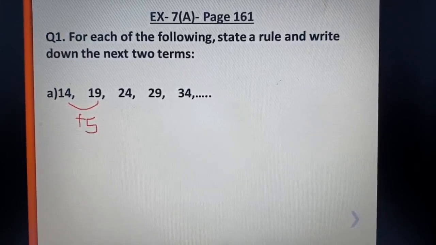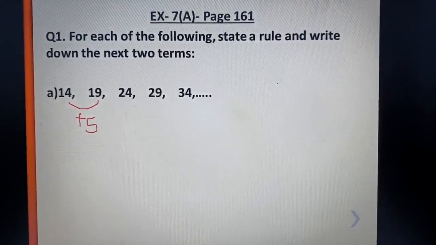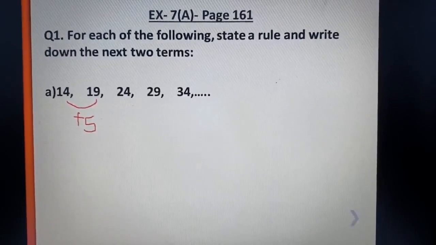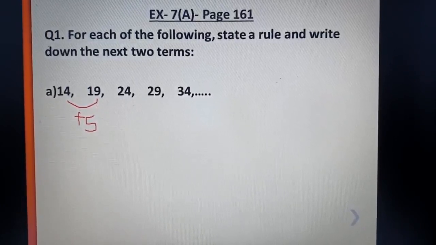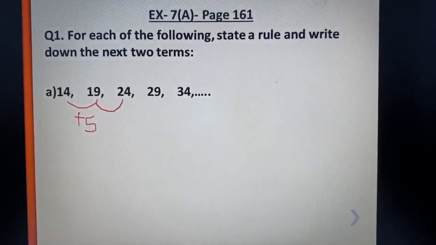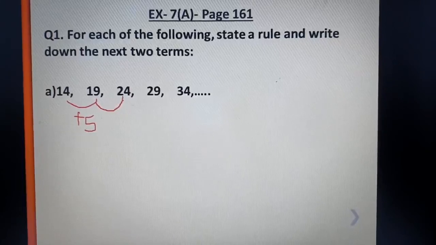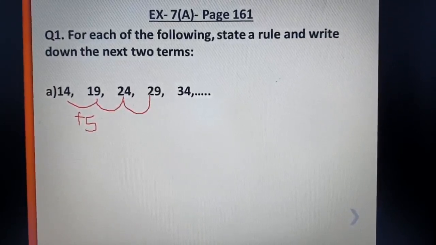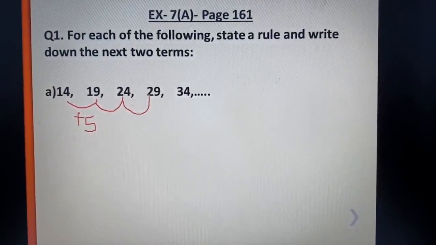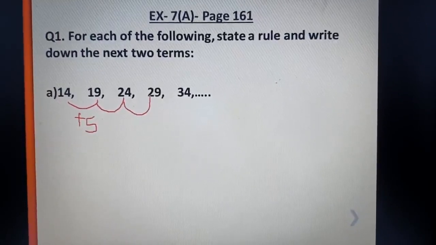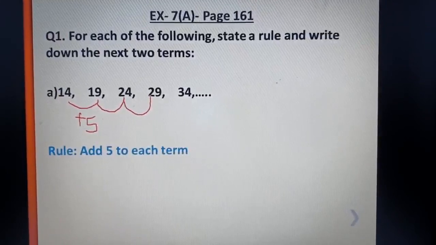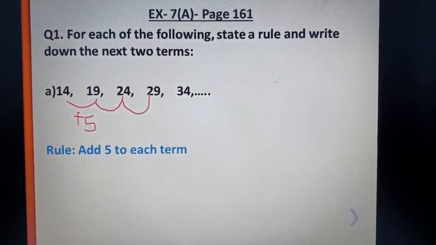Correct? Similarly, 19 plus 5 is what? Yes, 19 plus 5 is again 24. And 24 plus 9, sorry, 24 plus 5? Yes, 29. 29 plus 5? 34. Correct? So what's the rule here? You understood the rule? Yes, the rule is add 5 to each term.